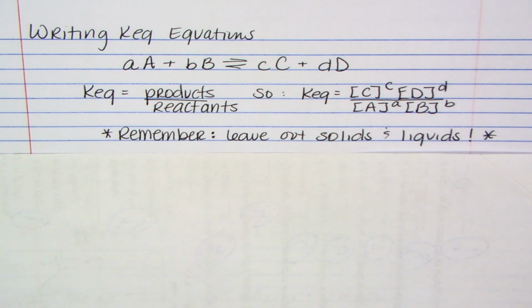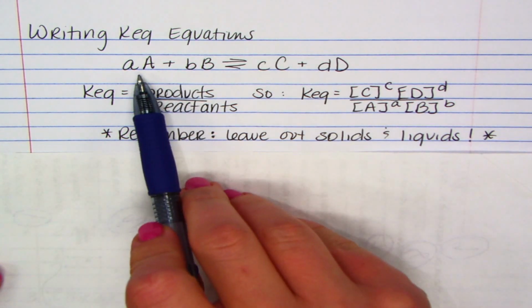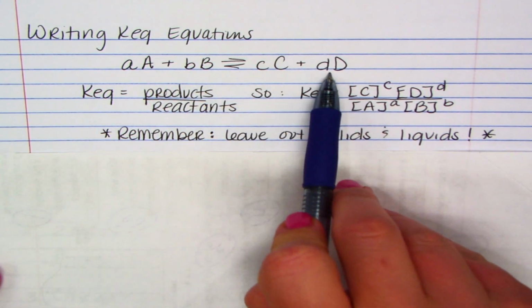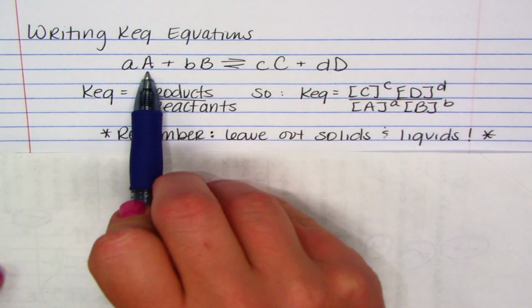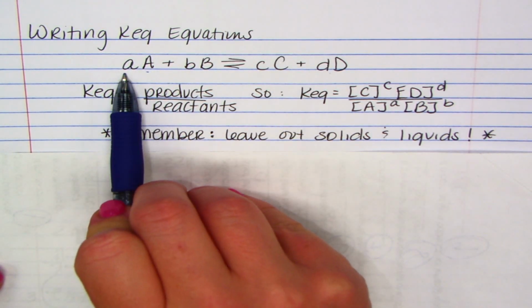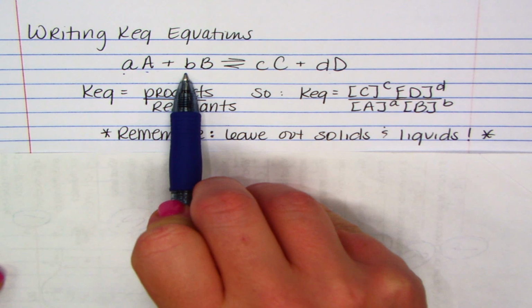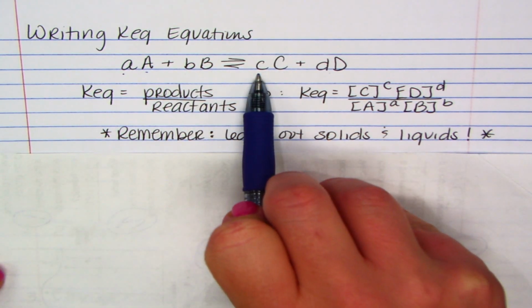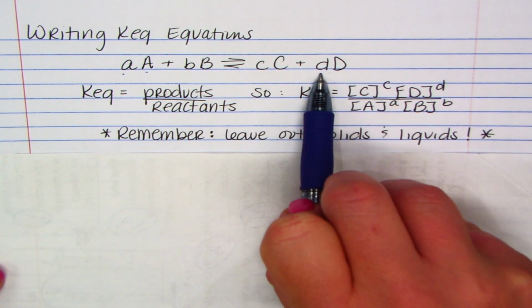Okay, so we're going to look at how to write equations for Keq. Remember that Keq is dealing with equilibrium. So if we look at a basic reaction, we have compound A with a coefficient of a, compound B with a coefficient of b, compound C with a coefficient of c, and D with a coefficient of d.